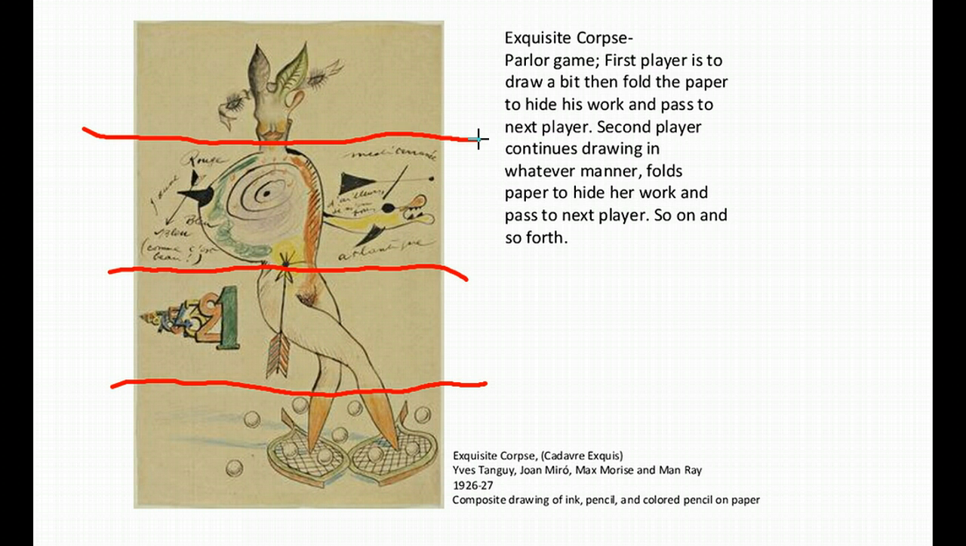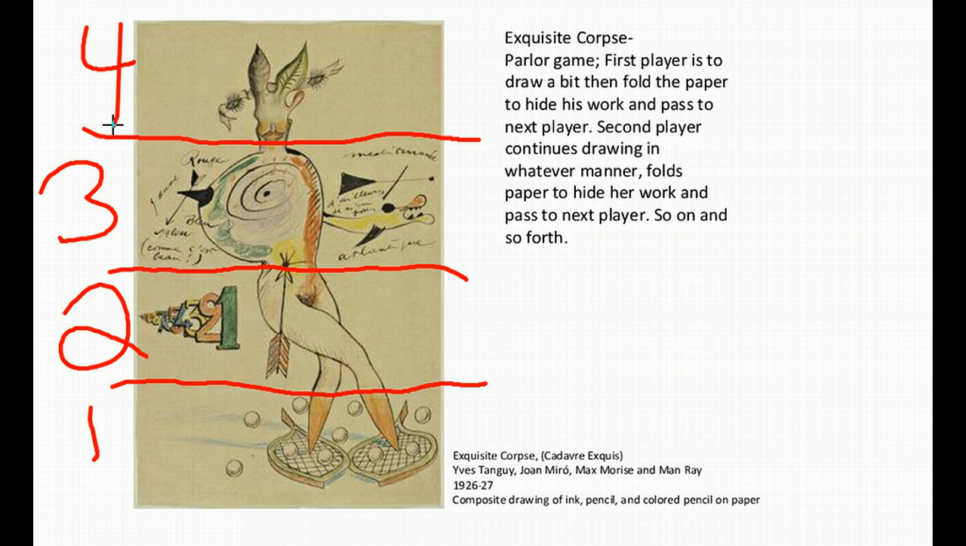And so here I've broken up the page for you so you can see that this was passed through 4 different people. Their names are credited there: Yves Tanguy, Joan Miro, Max Morise, and Man Ray. And so they would pass these things around, and at the end of it, by the time you completed it, so this is 1, 2, 3, 4, you unfold it, and you have this complete drawing that was made collectively, collaboratively, but ultimately links these people because you get a sense of what the common psychology is.